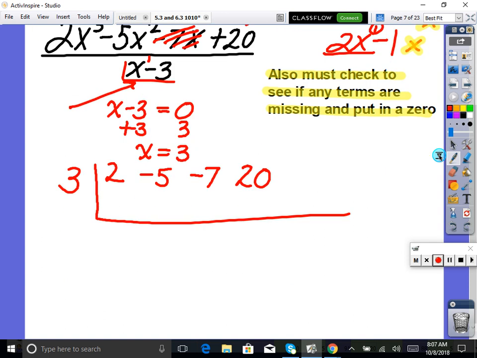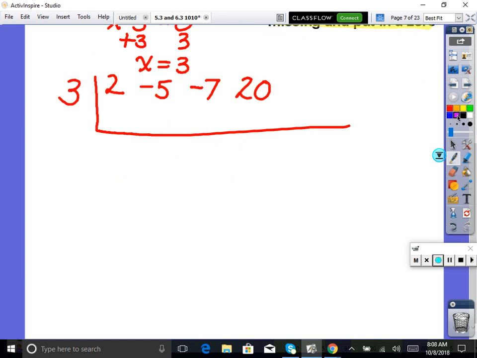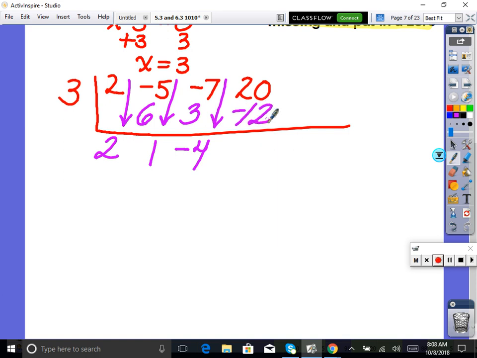Okay. So this is the rule for synthetic division: add straight down, multiply up. Add straight down, multiply up. So, 2 plus nothing is 2. Now we multiply up. 2 times 3 is 6. We put it right here. Add straight down, multiply up, and that pattern continues. When we add straight down, we get 1. 1 times 3 is 3. Negative 7 plus 3 is negative 4. Negative 4 times 3 is negative 12, wasn't it? Add straight down.